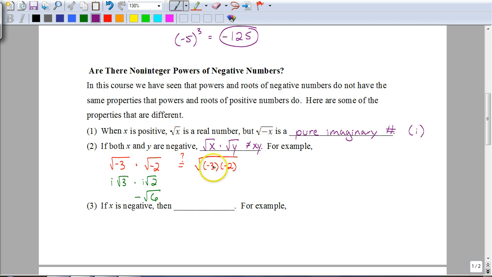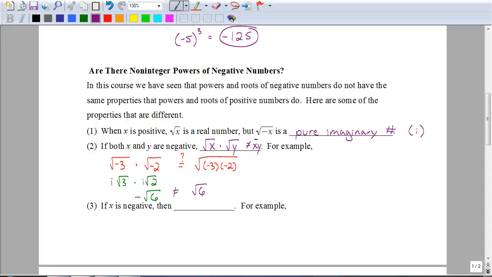Let's look on the other side. Negative 3 times negative 2 is a positive 6. So that means here I would just have the square root of 6. And obviously, negative square root of 6 is not the same as the square root of 6. So we've just proven this second point. Let's look at the third one.